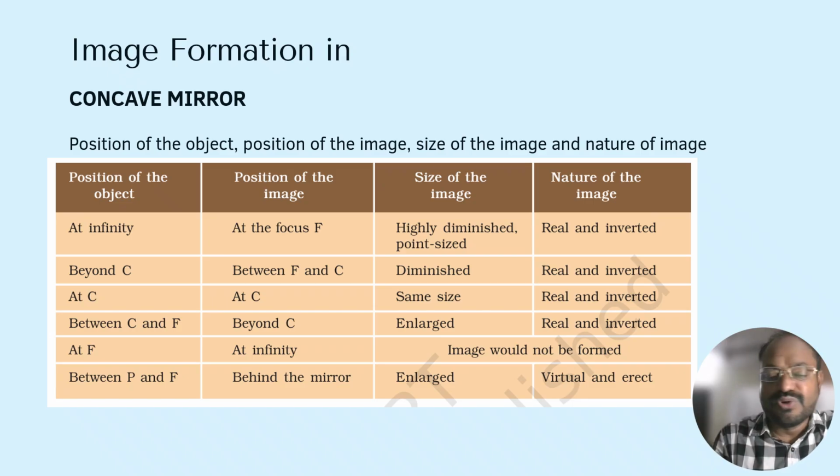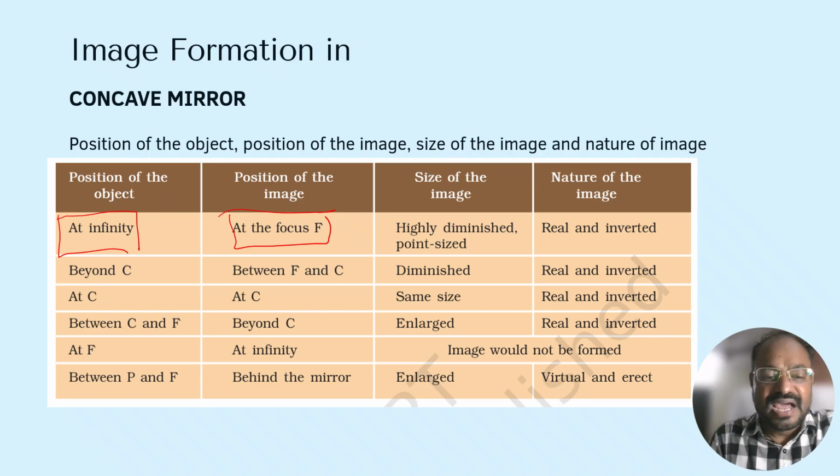This table is going to be a very interesting table. Here we are going to see the position of the object, where the image will be obtained, the size of the image, and the nature of the image. When the object is positioned at infinity, you will find the image at principal focus F, and it is going to be highly diminished, real and inverted.